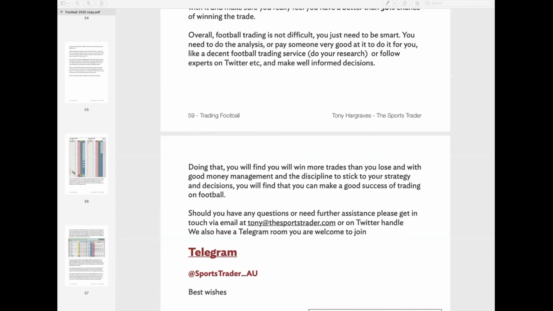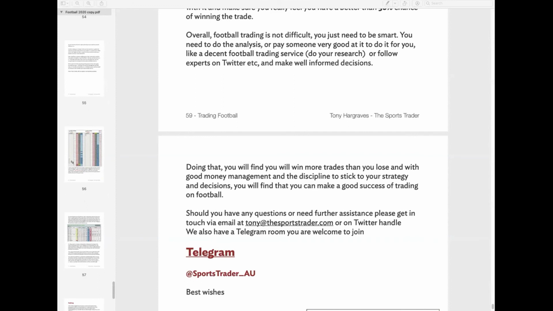It's only 37 ticks it can go down when you're laying at 137, and we might end up getting out at 115 or 120 or something. We'll see how we go.